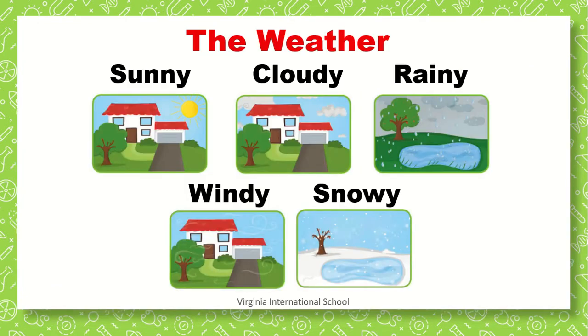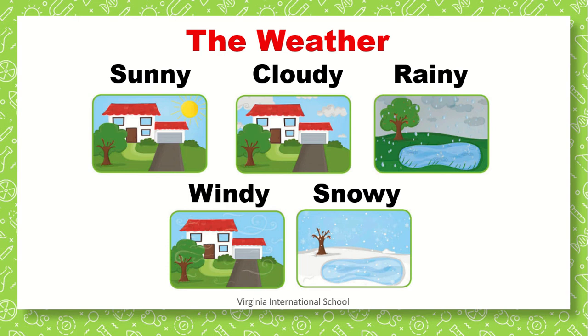The weather. We know that the weather can be sunny, where the sky is clear and the sun is very strong. Or the weather can be called cloudy, when there are too many clouds in the sky covering the sun. The weather can also be rainy. When it starts to rain water, we call the weather rainy.